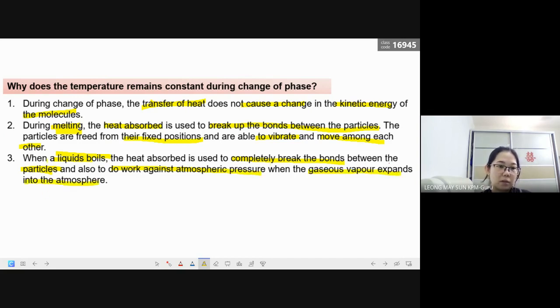So that's the reason why specific latent heat of vaporization is higher compared to specific latent heat of fusion, because at vaporization, when the liquid boils, the heat absorbed is not only to break the bonds between the particles, but it is also to do work against the atmospheric pressure when the gas vapor expands into the atmosphere. So to me, this is a very important point in specific latent heat.